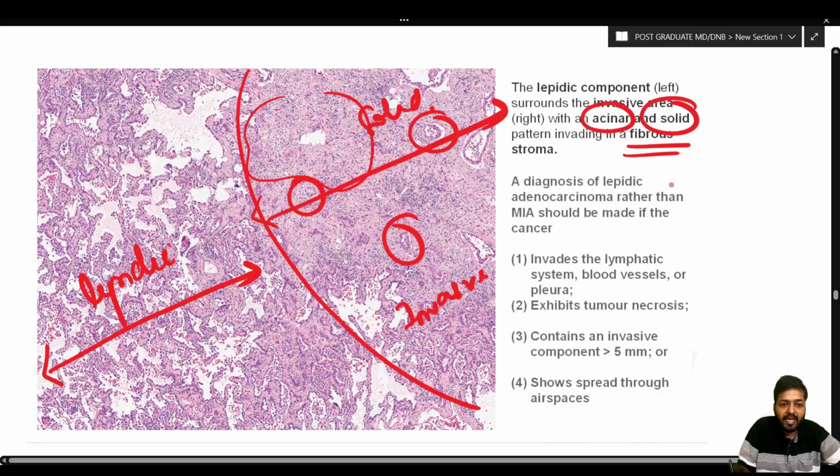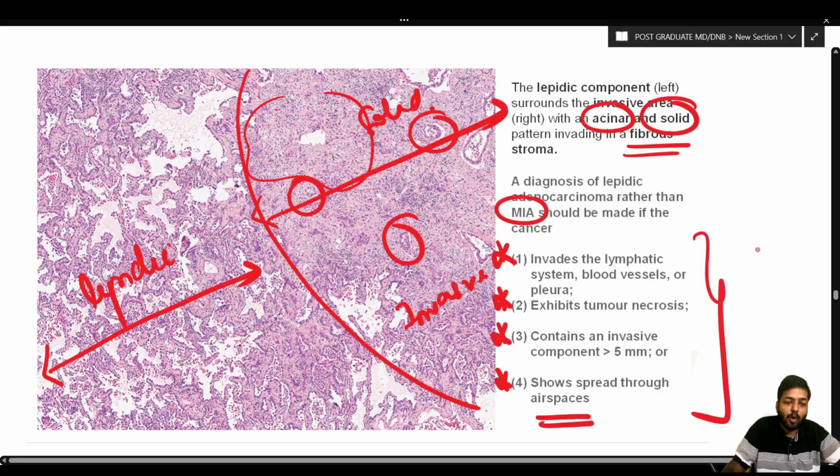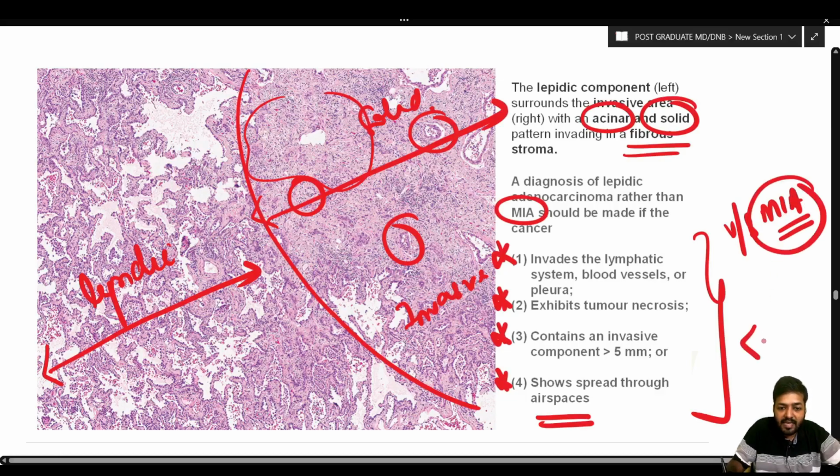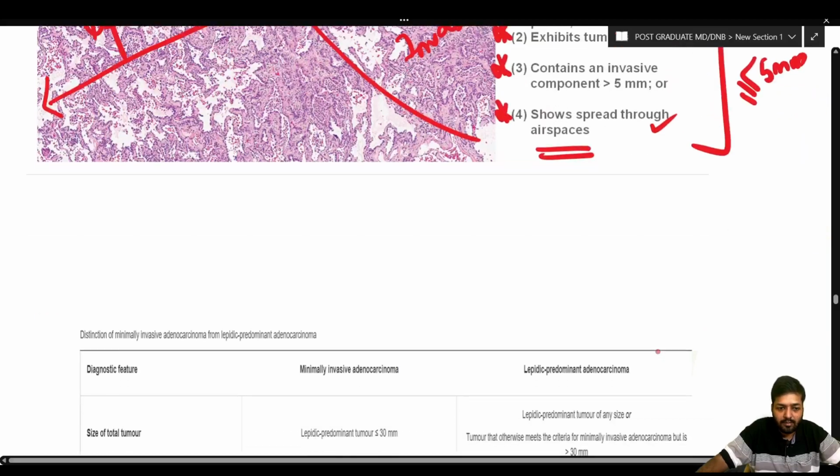A diagnosis of lipidic adenocarcinoma rather than minimally invasive adenocarcinoma should be made if the cancer is invading the lymphatic system, blood vessels or pleura, exhibits tumor necrosis, contains an invasive component more than 5 millimeter, and shows the spread through the air spaces outside the tumor. Okay, so these are the 4 important differentials if you differentiate from minimally invasive adenocarcinoma. Now always remember, even if the tumor is less than or equal to 5 millimeter, but either of these features are present, then also it becomes invasive adenocarcinoma.